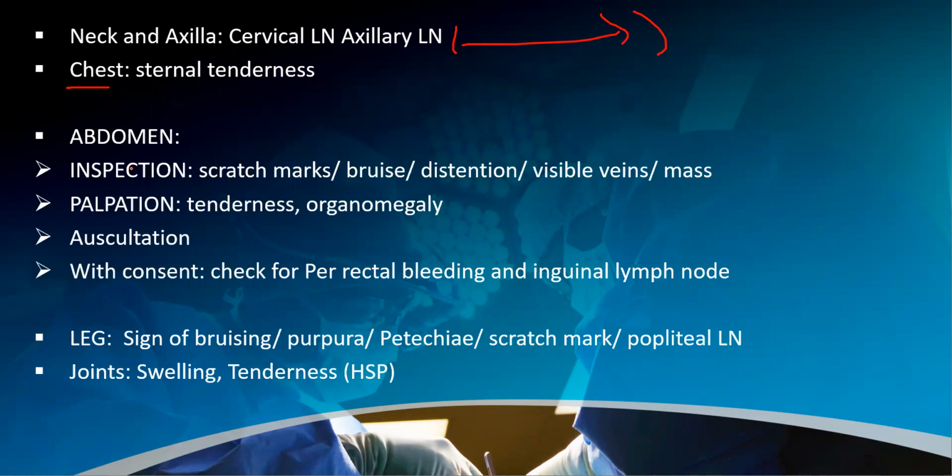And then with the consent of the parent, you should always look for any parietal bleeding and any inguinal lymphadenopathy. Lastly, you look into the leg for any sign of bruising, purpura, petechiae, scratch mark, or any popliteal lymph node. You can also do a musculoskeletal system exam, mainly just look into the joint for any swelling and tenderness. That will help you to rule out any Henoch-Schönlein purpura induced symptoms. So that exactly is how we are going to do a physical examination for this particular patient.